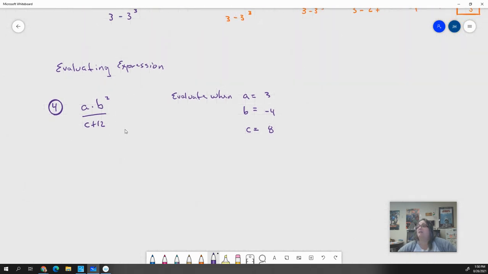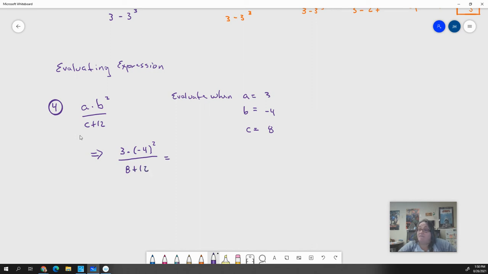it doesn't have an equal sign in it, right? All I have to do is where I have a, plug in 3, where I have b, plug in -4, and where I have c, plug in 8. So we can go, a is 3, so we have 3 times b, which is -4. I am putting this -4 in parentheses so that I know I have to square the negative. C is 8 plus the 12 that's already there.